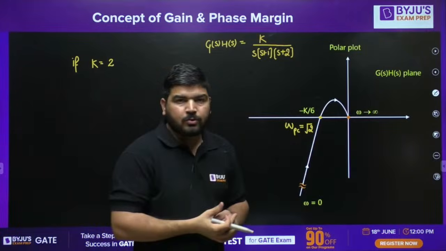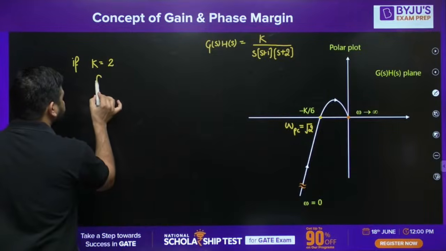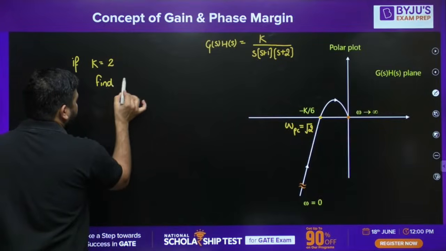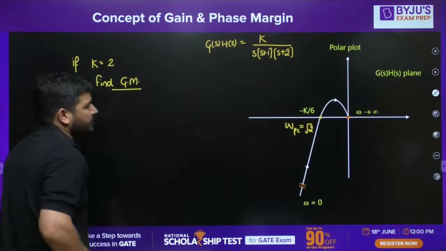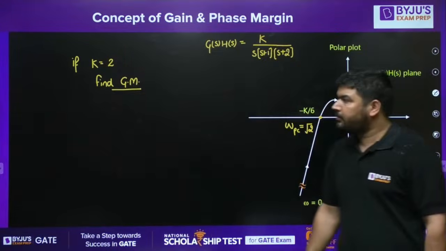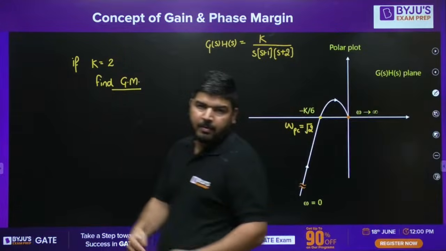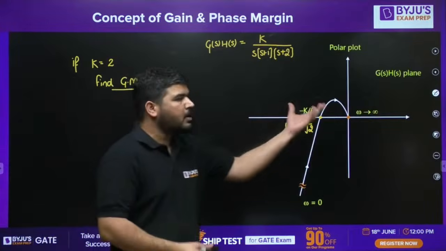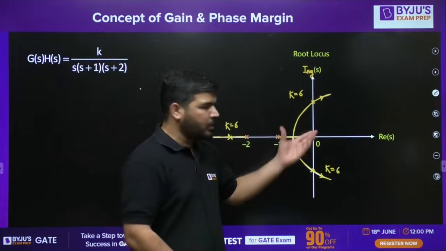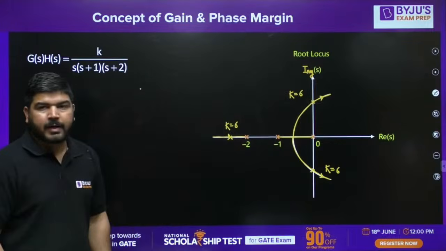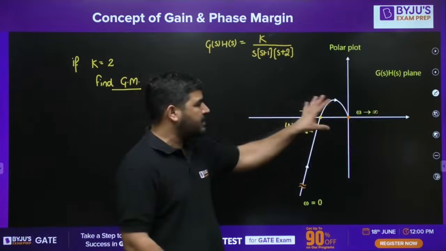If k is equal to 2, find the gain margin. Let's say this is the question. We need to find the gain margin for k equal to 2. Everybody knows how to calculate gain margin from the polar plot, and then we'll go with the root locus also, and we will see how to calculate gain margin using root locus. But first, polar plot.